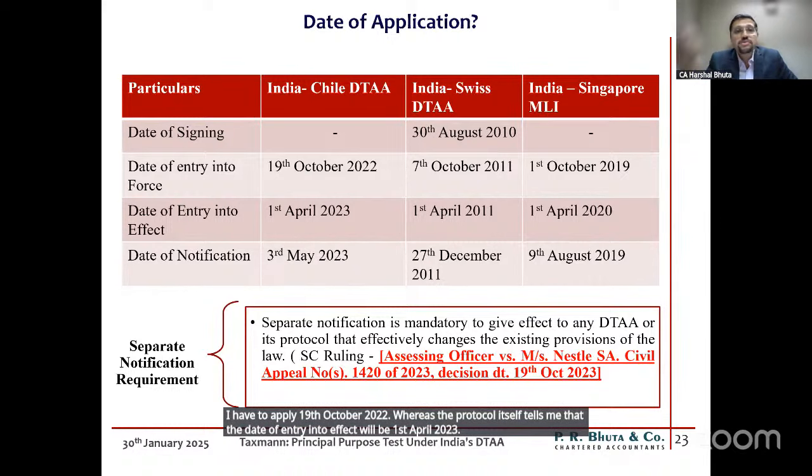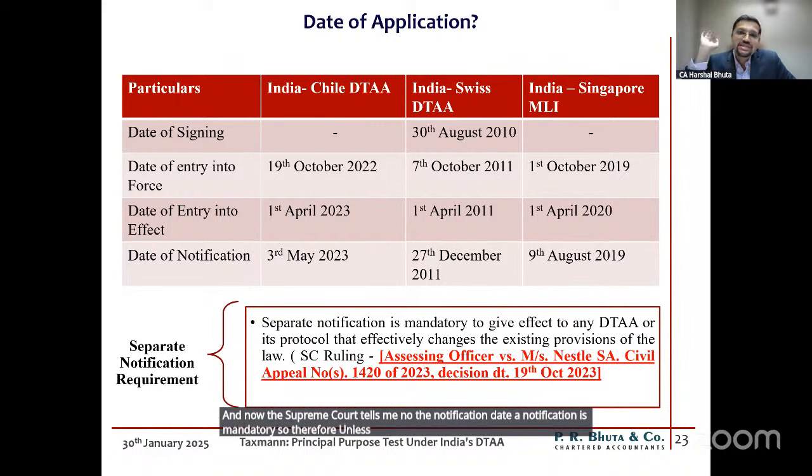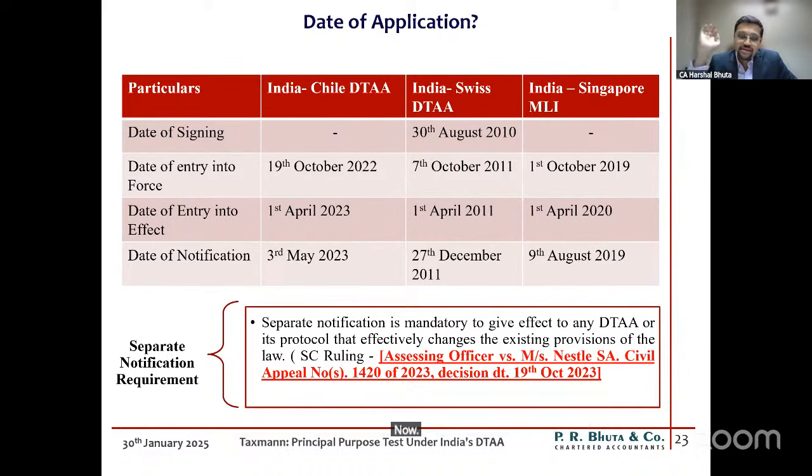And now the Supreme Court tells me no, the notification is mandatory. So unless you have the notification in place, you cannot apply the provisions of the protocol. So the Supreme Court decision tells me it has to be 3rd May 2023. Now, let's try to analyze this practically.